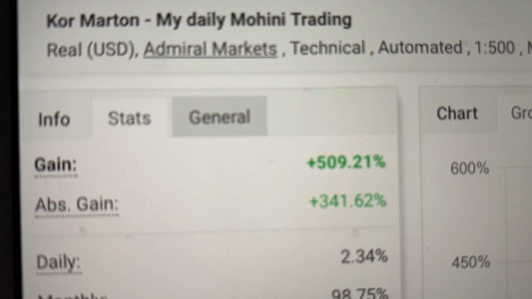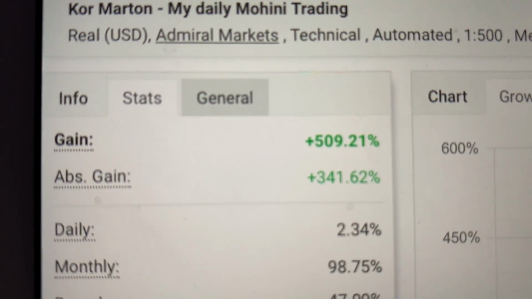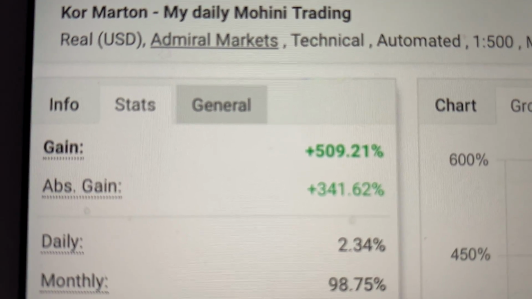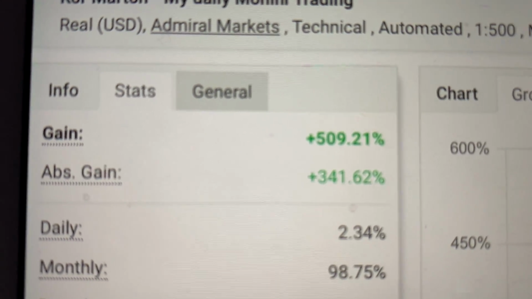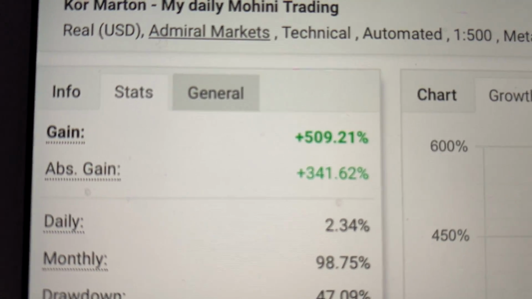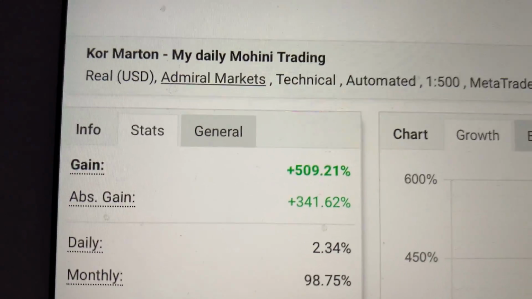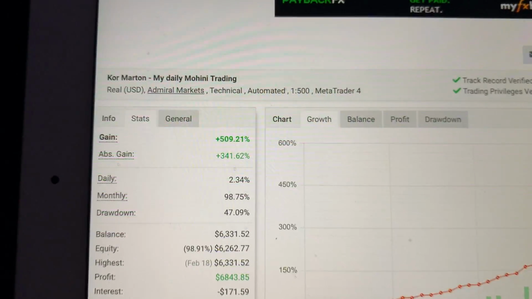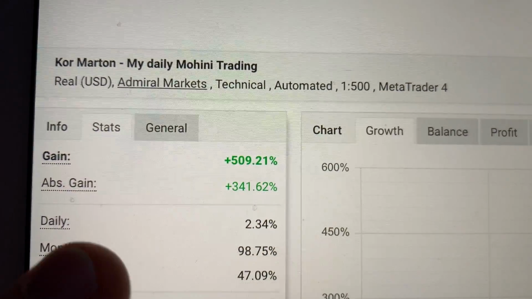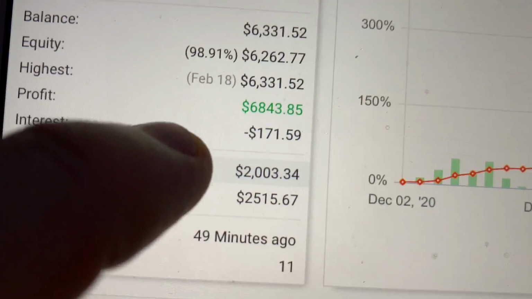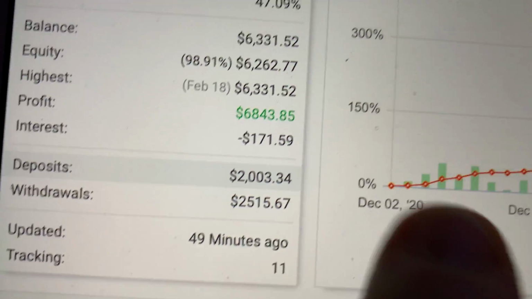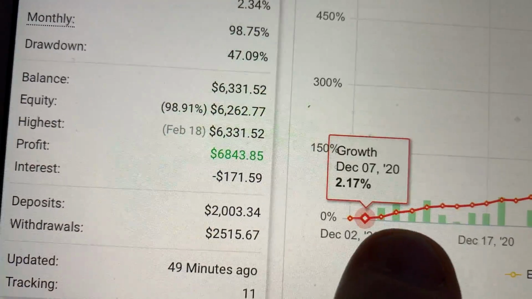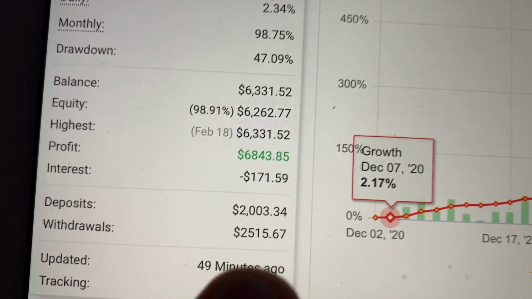Let's start with my gain because I think that's the new milestone. That's the most exciting part. It's 509.21%. So my account just crossed over to 500%. That's just freaking amazing. Even my absolute gain is over 341%, which is also amazing. And the difference between the two numbers is that I started out with $2,000. See, my initial deposit on the 2nd of December was $2,000. First trading day on the 7th of December.